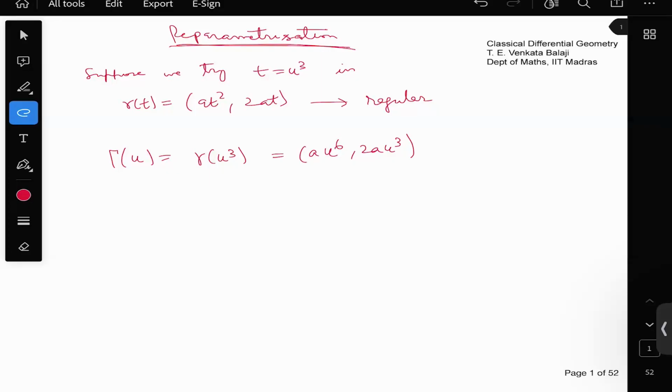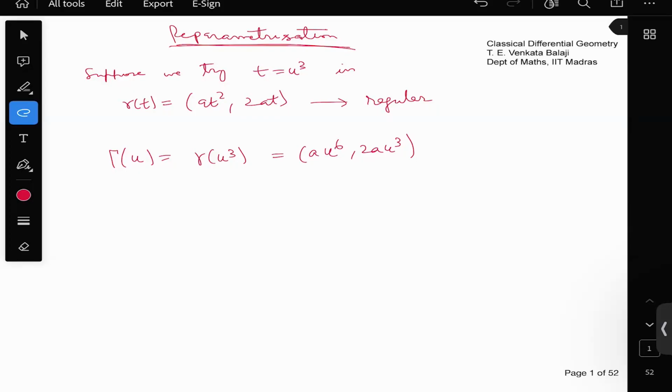What has happened is that, because this is t equal to u cube, if you try to invert the function, you will get u equal to cube root of t, and there is only one real cube root of t. So if you are working only with real numbers, and you are not considering the complex cube roots, then the inverse function is nicely defined. So it is actually bijective.